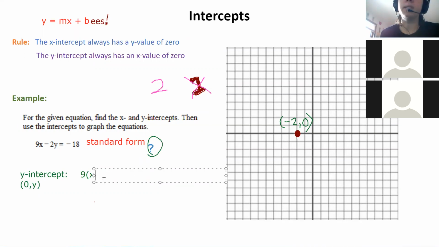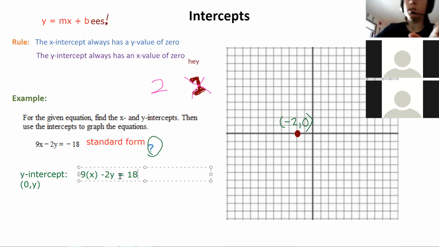Oops, I wrote x in there. I did not mean to do that. Get out of here. 0. That's what I meant to do. Okay.